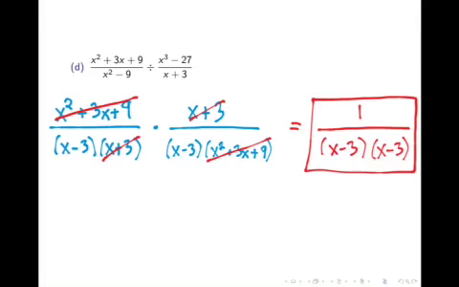In the next section, we will be looking at adding and subtracting rational expressions, and that's where we need to find a common denominator. So you should practice with this multiplying and dividing before we move on to the next idea, which is a little bit more complicated.